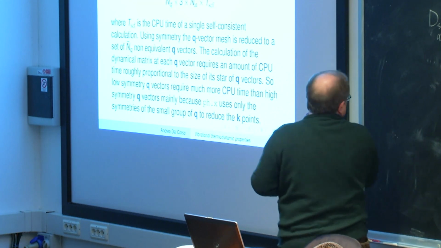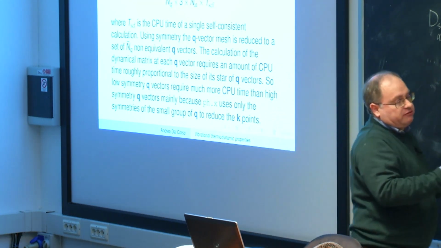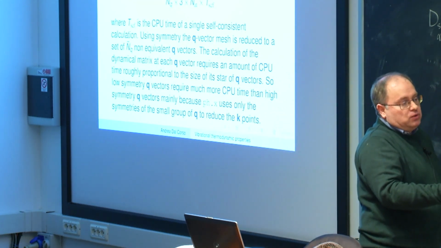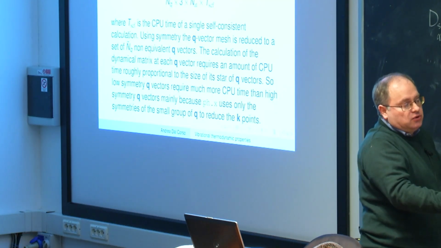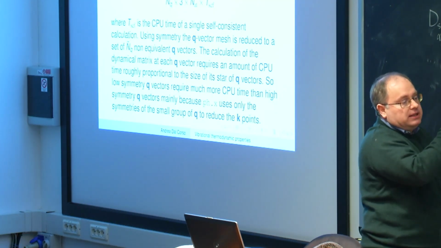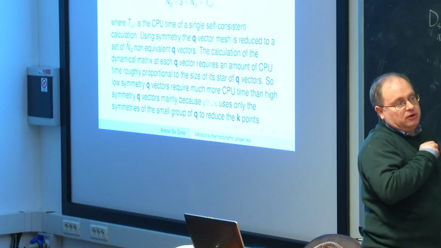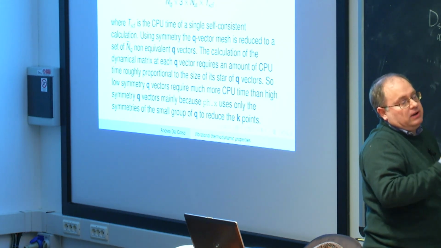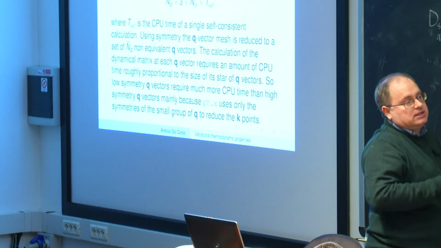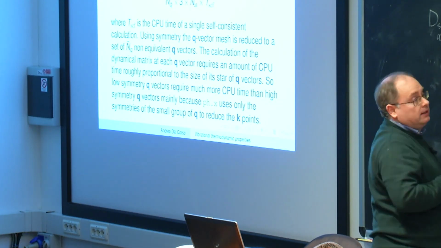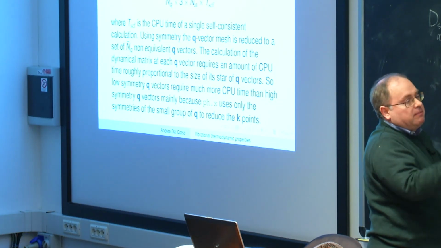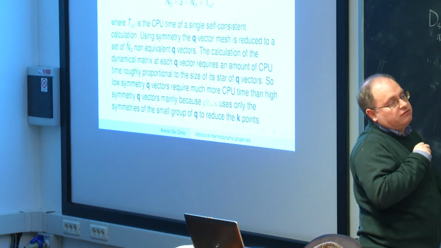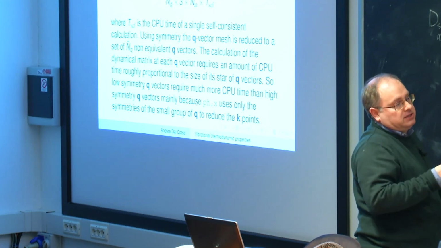So what we do is we do a uniform mesh of Q points, but we do not calculate all these Q points, but only those that are not equivalent by a symmetry operation. So we have to calculate only a reduced set of Q points. And then rotating the dynamical matrix in this reduced set of Q points, we get all the mesh of Q points.